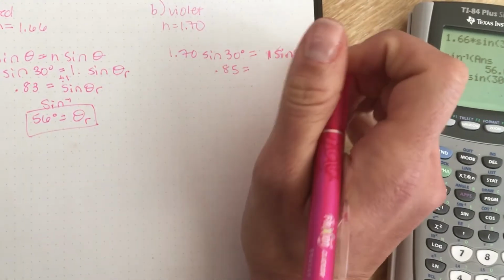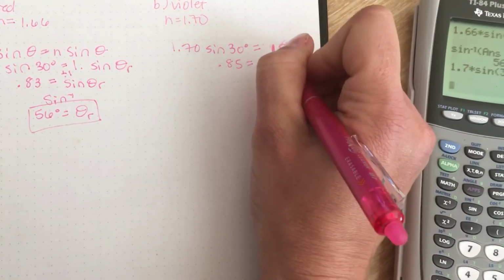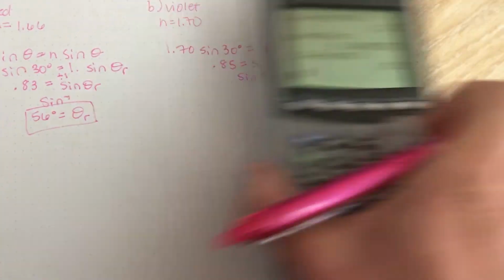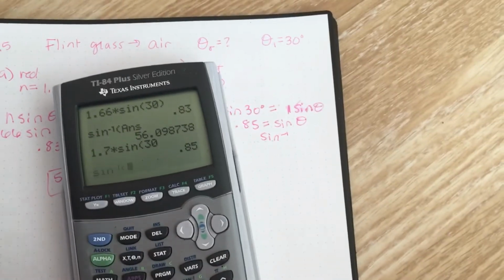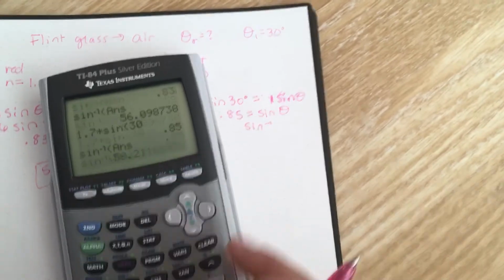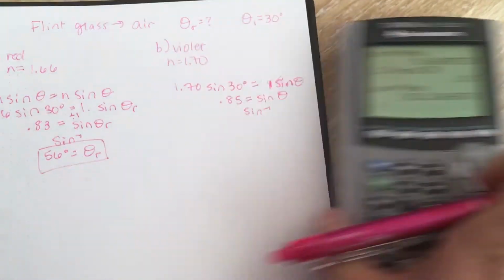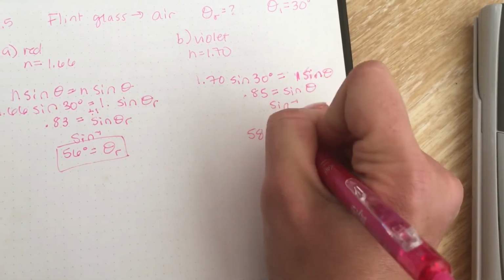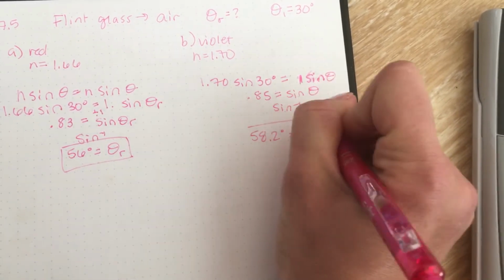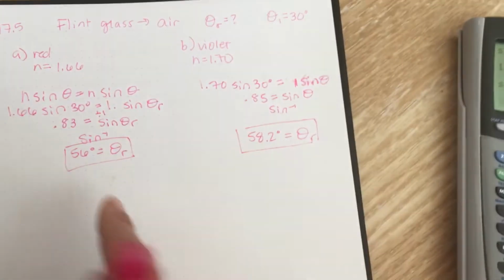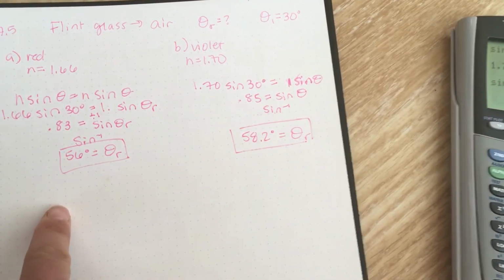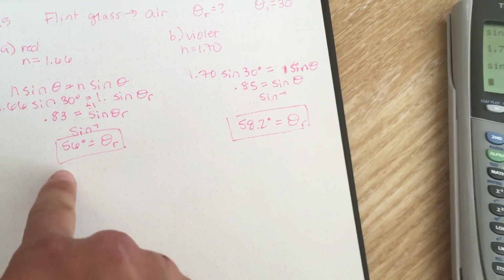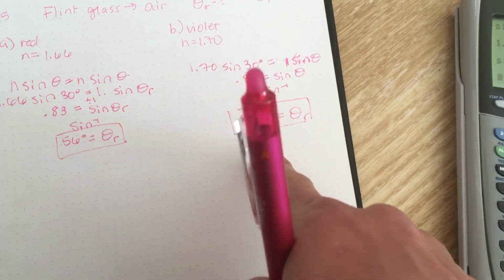Just like last time, I'm going to drop the 1 at this point because anything multiplied by 1 is just itself. So the only thing I need to do to get my answer is take the inverse sine of both sides. And I get 58.2 degrees. So we can see with our red light, we have a smaller angle than with our violet light.